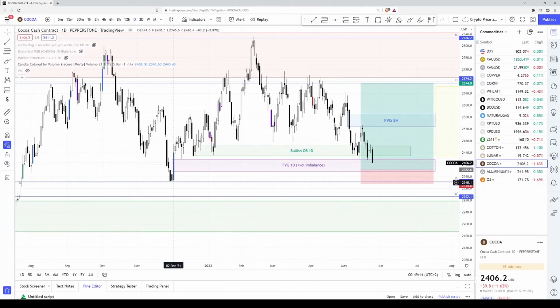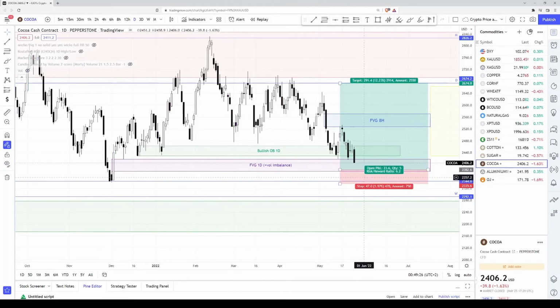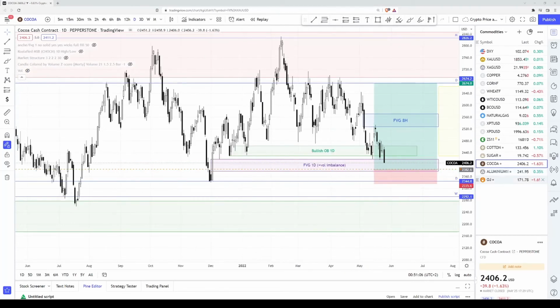Here you can see that when the fair value gap was formed, there was a volume imbalance. So it's quite a lot of buying volume, and that results in a higher probability of the price going back to it.